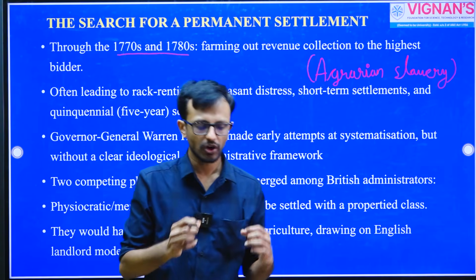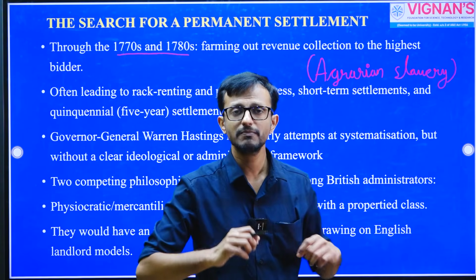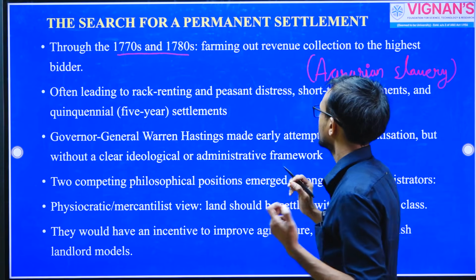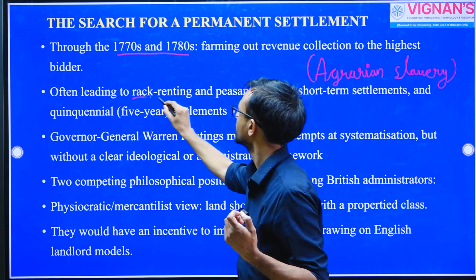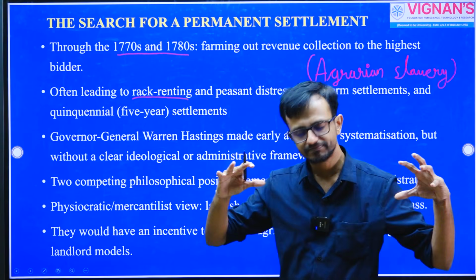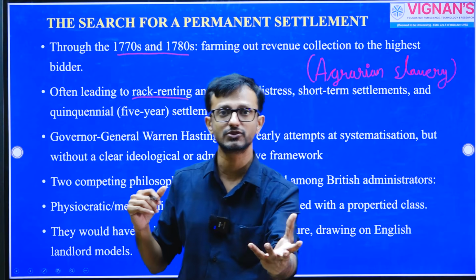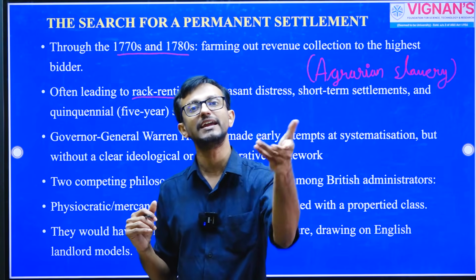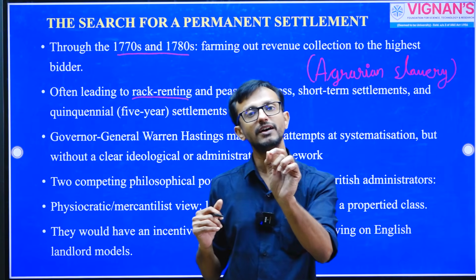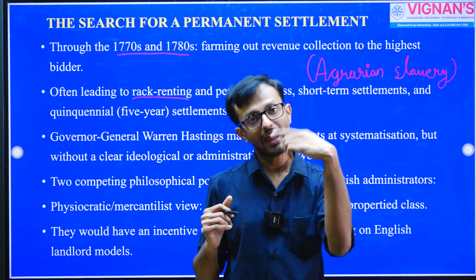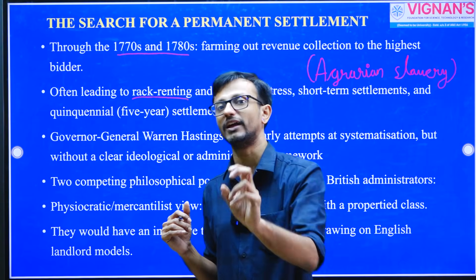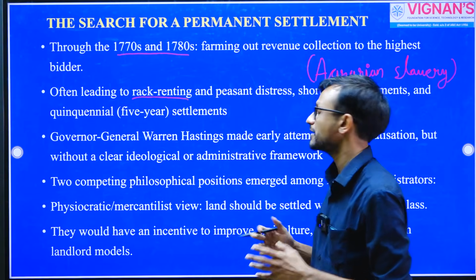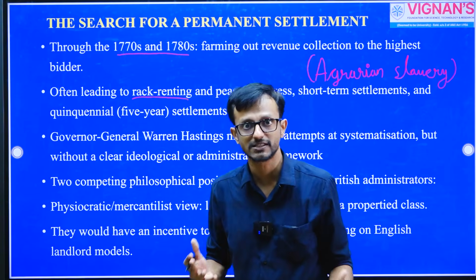The peasants or the cultivating tenants are being rack-rented. There's a term called rack renting. They are forced to pay huge rents to the zamindars. So earlier the zamindars were just facilitators, but now the zamindars are becoming exploiters, and this is being facilitated by the colonial state. Rack renting, and peasants are facing lots of distress because of that.